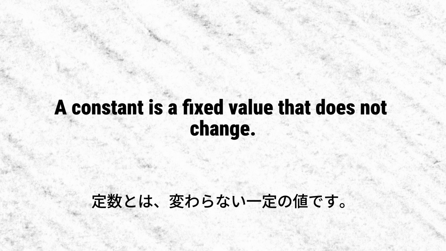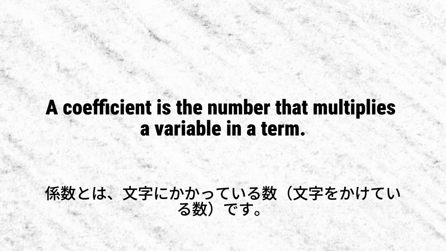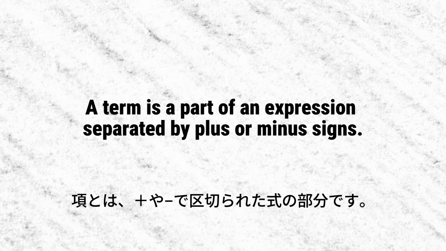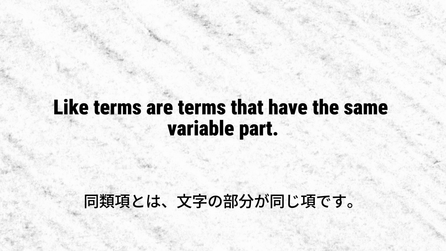A constant is a fixed value that does not change. A coefficient is the number that multiplies a variable in a term. A term is a part of an expression separated by plus or minus signs. Like terms are terms that have the same variable part.